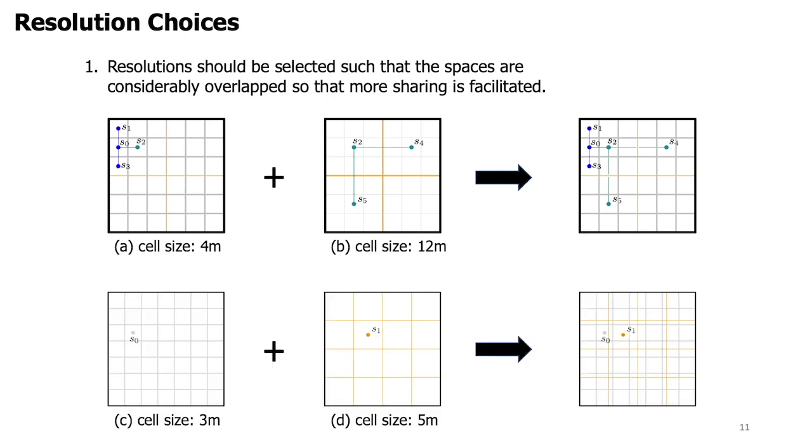On the second row of the figure, when the map is discretized with 3 meters and 5 meters resolution, there will rarely be transitions between the two resolution spaces, because states like S0 will largely exist in high resolution space, whereas S1 will only exist in low resolution space.